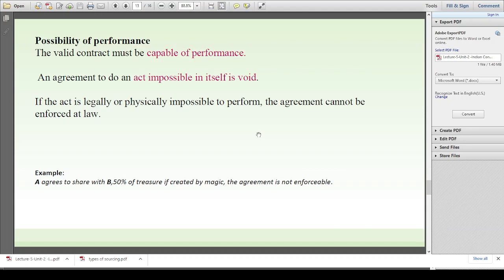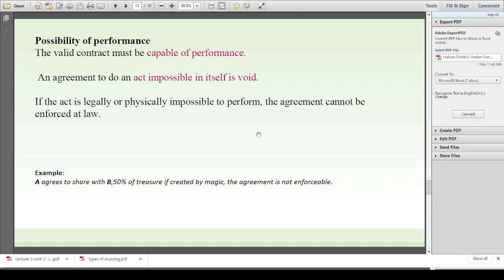Then possibility of performance. Whatever the contract, the main agenda, the main purpose, the main object of the contract should be capable of performing. It should be realistic in nature. The valid contract must be capable of performance. An agreement to do an act that is impossible in itself is void, right? So by magic, treasure hunt, etc., we will make money. That's not a valid contract. It's not practically possible. It's not legalized, correct? If the act is legally or physically impossible to perform, the agreement cannot be enforced.